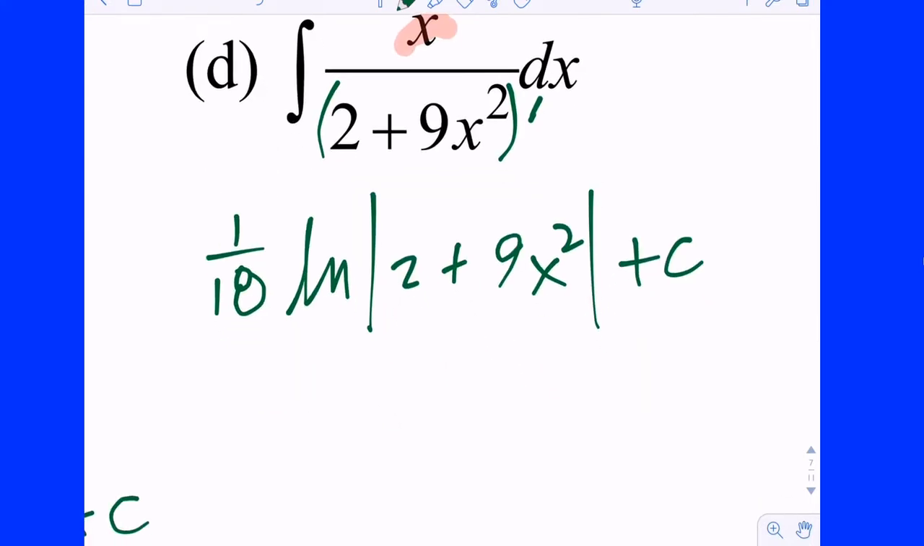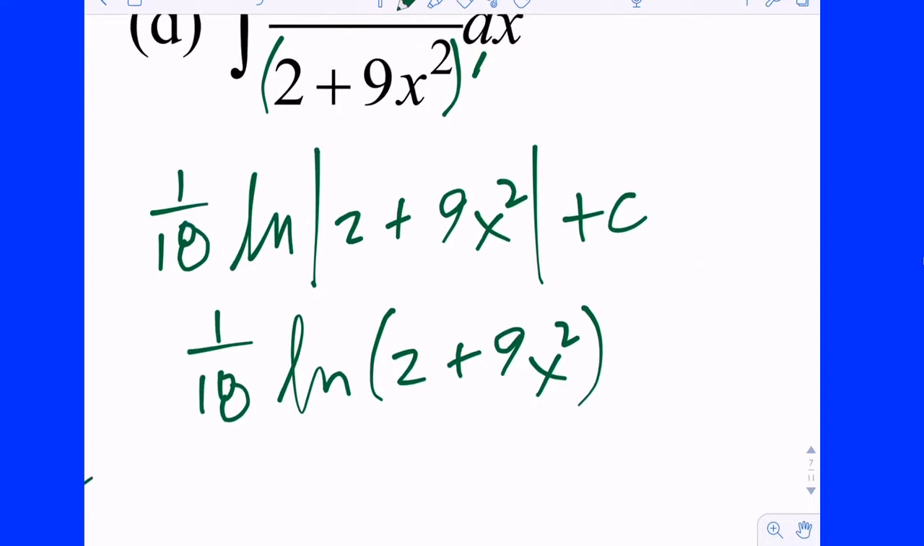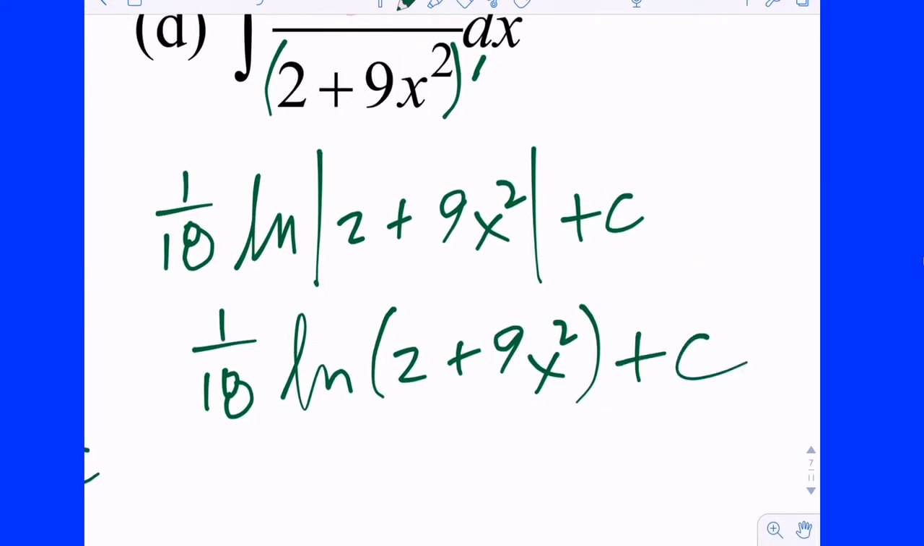Very good. Now, if you see an answer choice that doesn't have absolute values in this case, it's for a good reason. They're only there to make sure that the argument is positive. 2 plus 9x squared, like my wrong answer in the warm-up, is always positive. So you can get rid of them in this case without any consequence. But that's not something you can do every time.